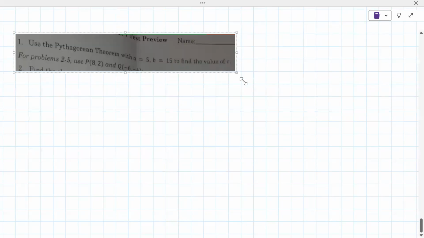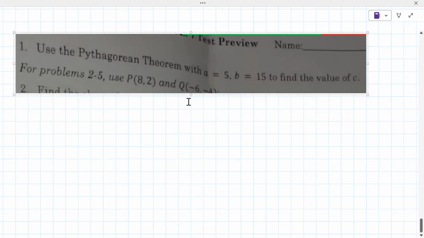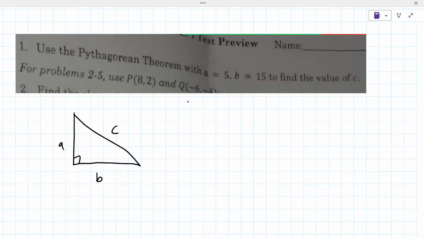All right. So use the Pythagorean theorem with a equals 5, b equals 15. Find the value of c. So you have to start with a right triangle here. You have a, b, and c. A squared plus b squared equals c squared. They're giving you the values of a and b, so you have to put those into the formula. So it's 5 squared plus 15 squared equals c squared.